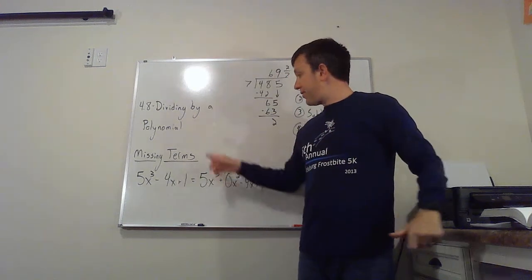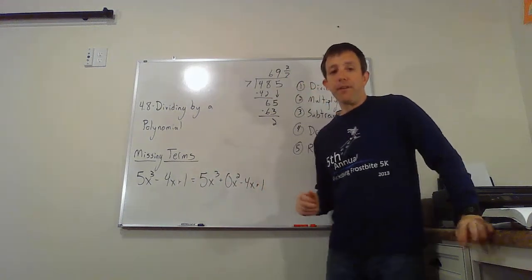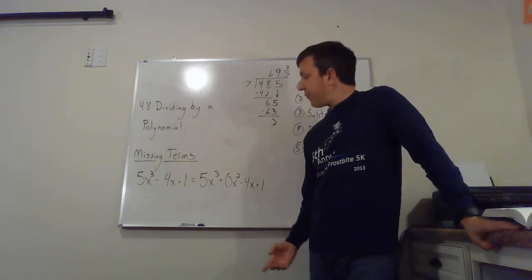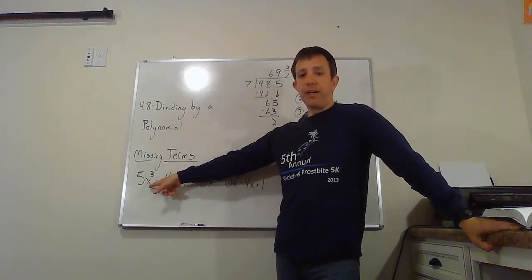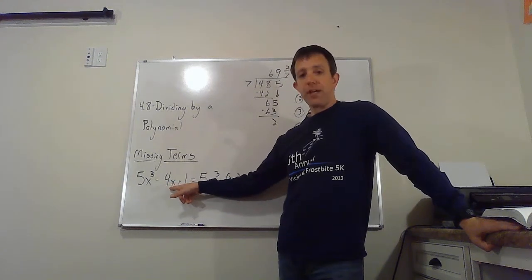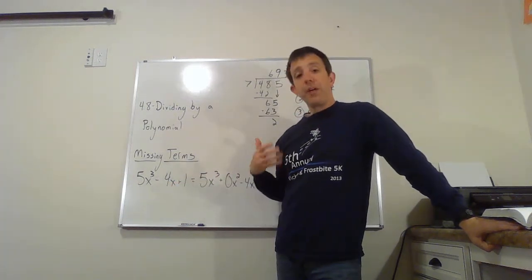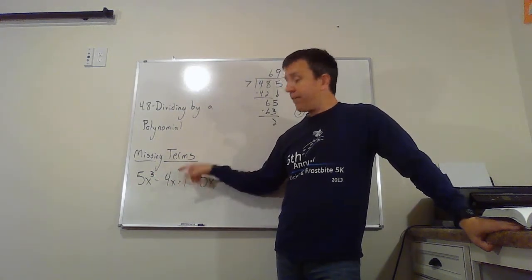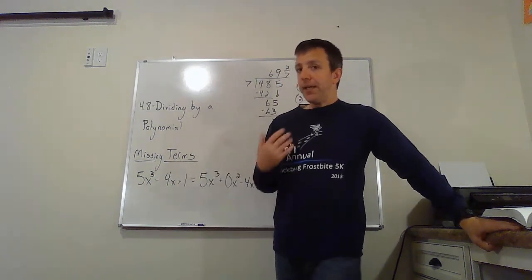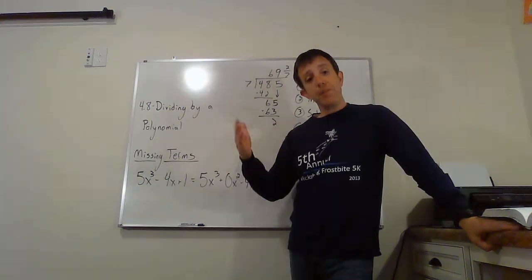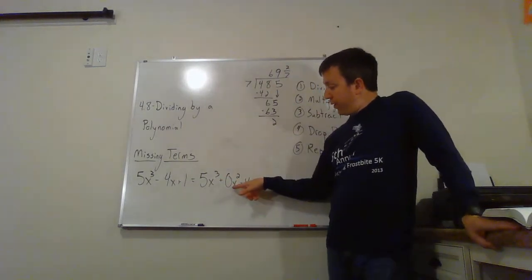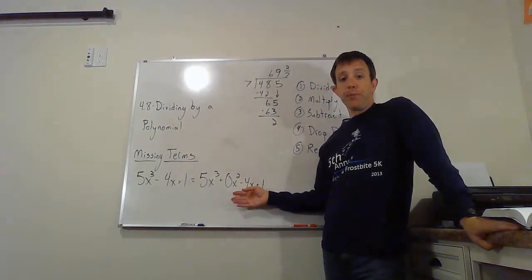The first thing I need to show you is this idea of a missing, or sometimes it's called a skipped term. So an example of this is here. I have 5x cubed minus 4x plus 1. And so what I notice is that I have x to the third power, and then I have x to the first power, but I am missing x to the second power, right? In between 3 and 1 should be x to the second. So I'm going to put it into the polynomial.